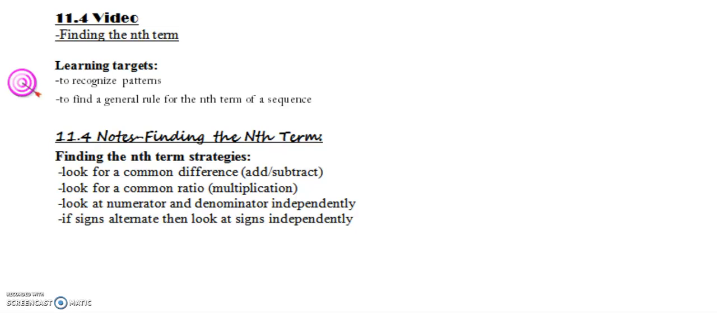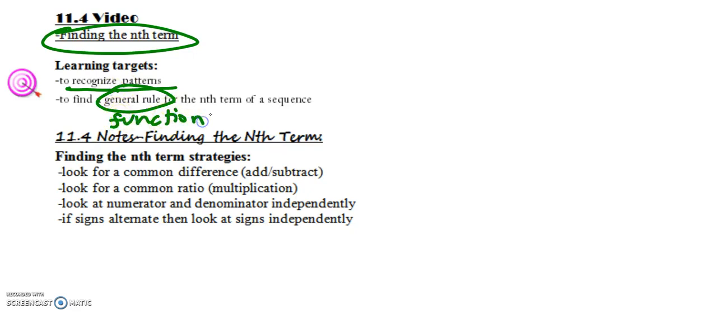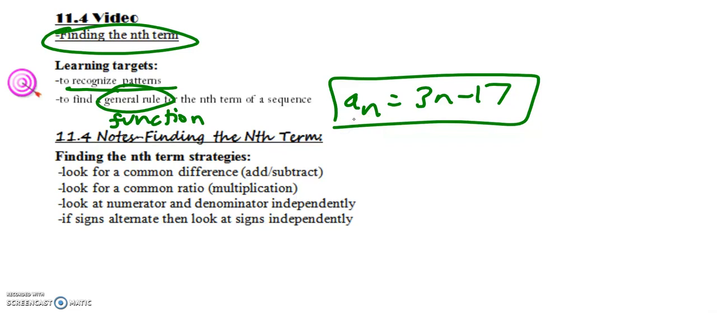In this video, whose goal is to find the nth term, what we're really doing is recognizing patterns and finding a general rule, aka a function, for the nth term of the sequence. Now, we've actually already done this briefly, where we were trying to find something like a sub n equals 3n minus 17. And this function could work for any value of n.